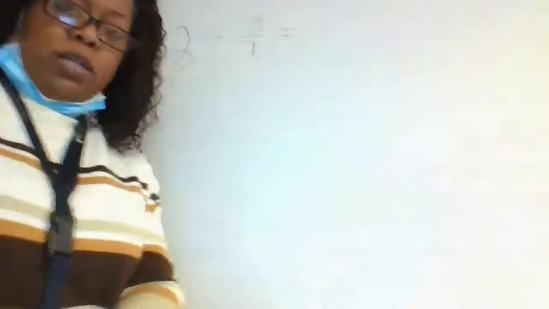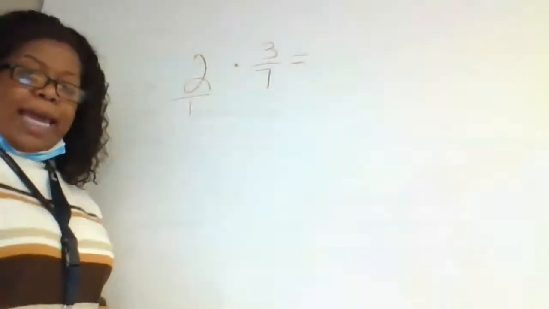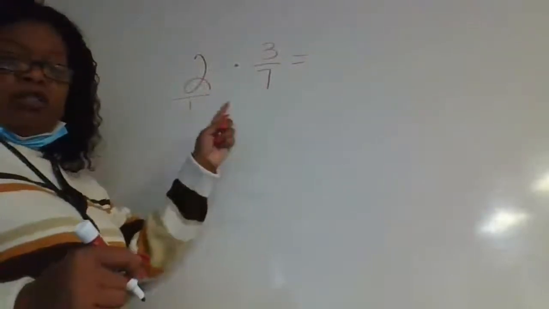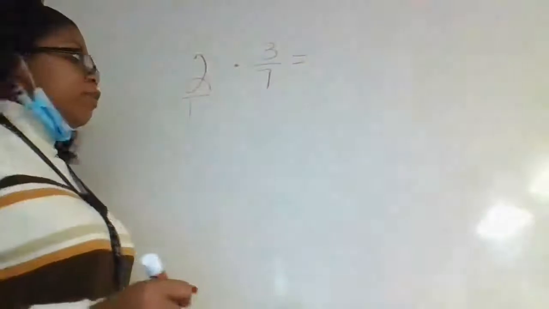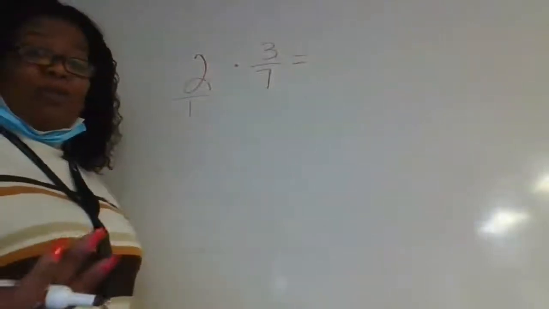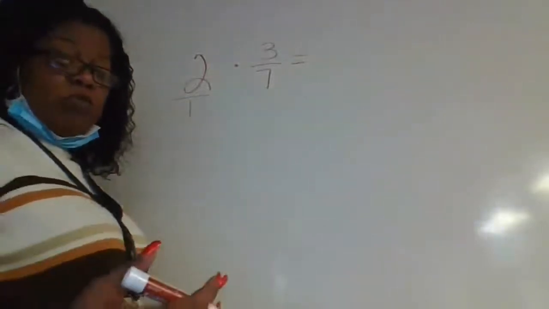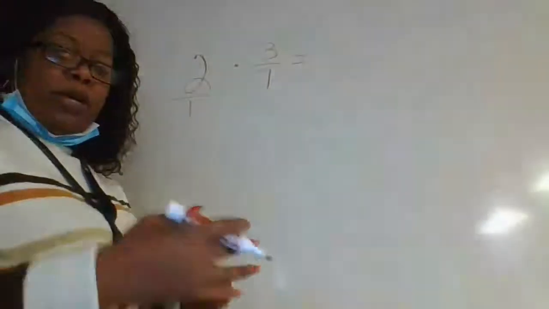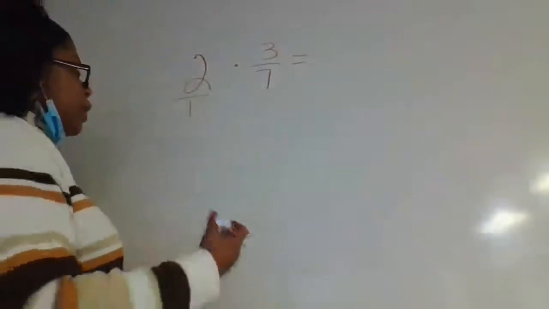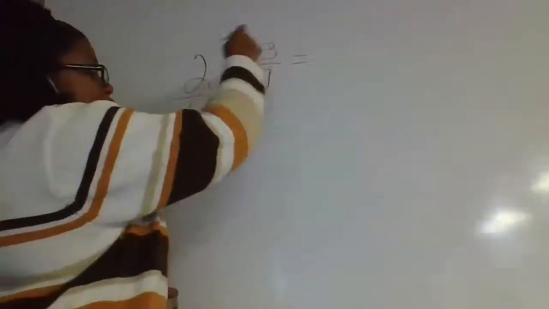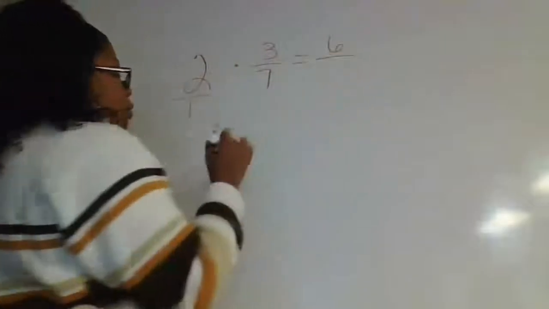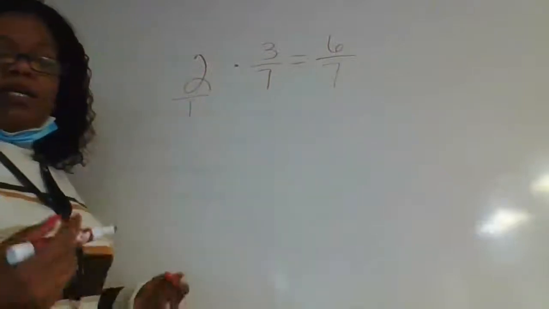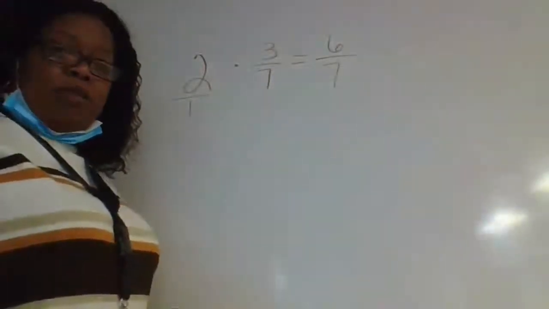Okay, you all see that? And we're multiplying by 3 over 7. So 2 over 1 multiplying by 3 over 7. And then again, we simply go back to the basic multiplication rules of multiplying straight across, or multiplying numerator by numerator, denominator by denominator. So in this case, numerators are 2 and 3, so 2 times 3 is 6. And then the denominators are 1 and 7, so 1 times 7 is 7. And your answer is 6 over 7.